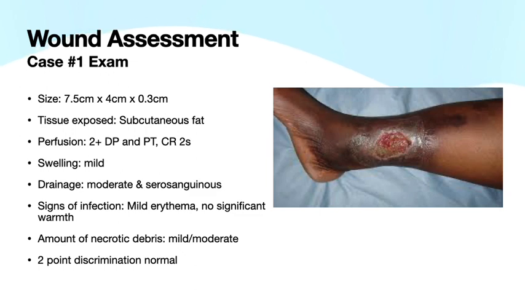Drainage is moderate. You can see that on the dressing that she took off when she arrived, and it's serosanguinous in nature. She's got some mild symptoms of infection with a little bit of erythema, but really no significant warmth. She's got a mild to moderate amount of necrotic debris. You can see on the top part, it's kind of pink, bottom part pretty yellow. And she's got good 2-point discrimination, so her sensation is roughly intact.